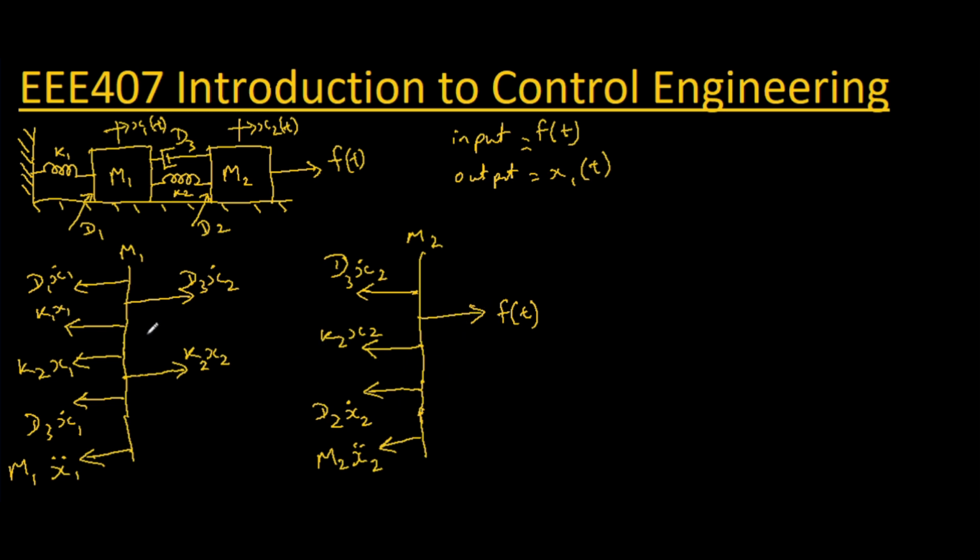Like we did with M1, we need to consider the case. Let's assume your M2 is stationary, and your M1 is moving to the right. If M1 is moving to the right, it will try to push M2 to the right by means of D3 and by means of K2. So you have again your D3 now dependent on your X1, and your K2 now dependent on your X1. So D3 X1 dot and K2 X1. So these forces act to the right. These are all the forces that are acting on this.